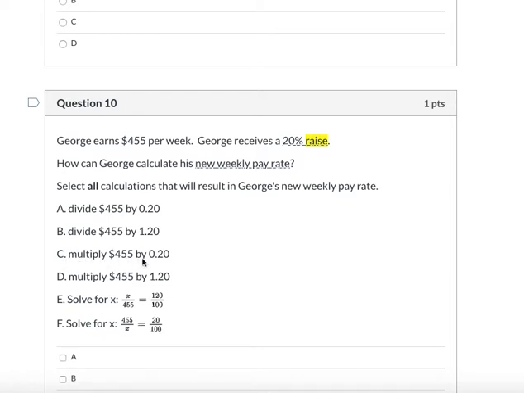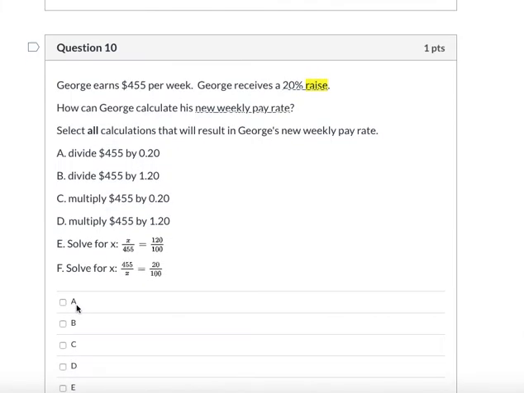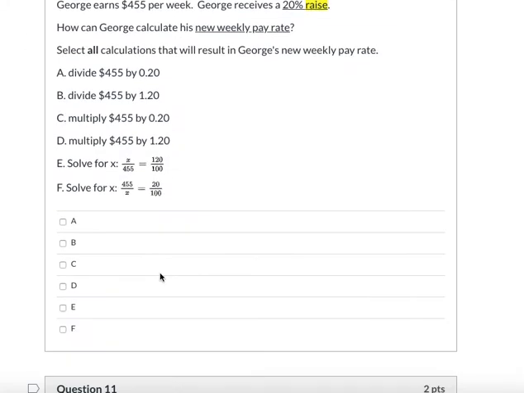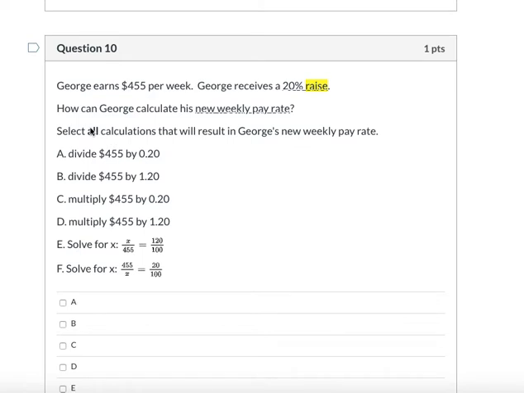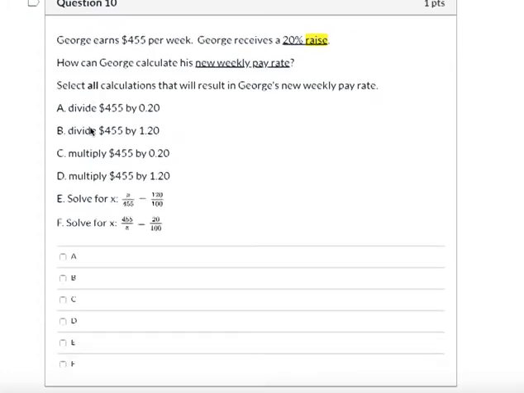C, multiply 455 by 0.2. D, multiply 455 by 1.2. E, solve for x, where x over 455 is equal to 120 over 100. Or F, solve for x, 455 over x is equal to 20 over 100. And then make sure you have it here. This problem could have more than one answer. It could be one or more than one because it says all.